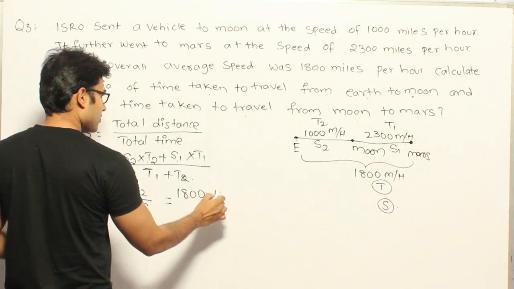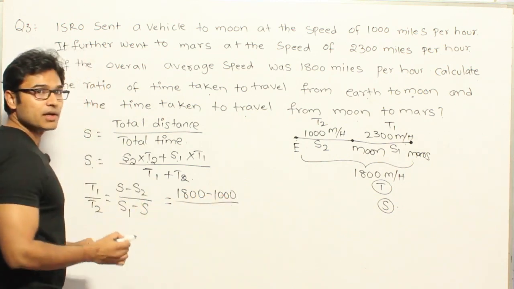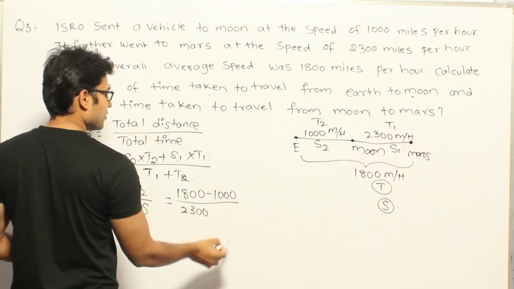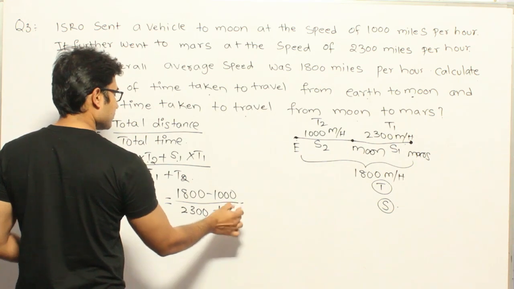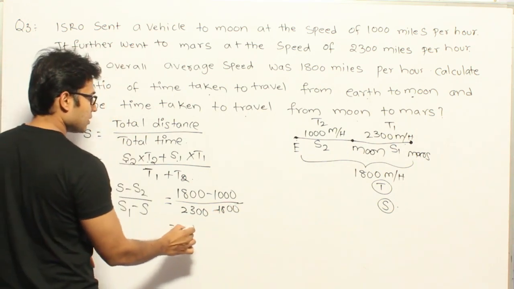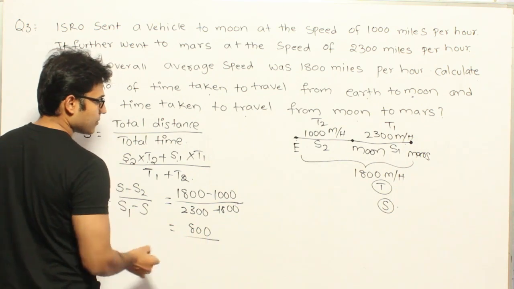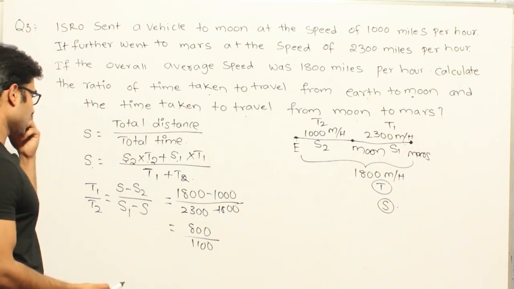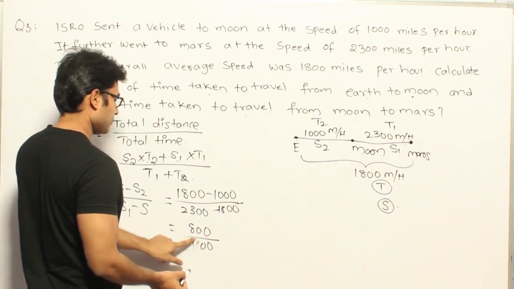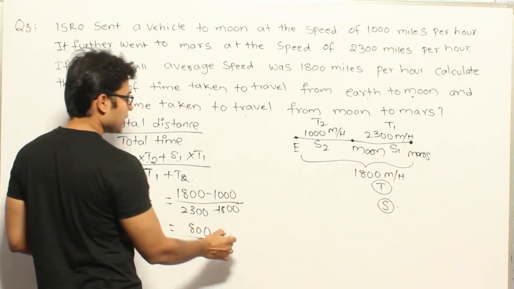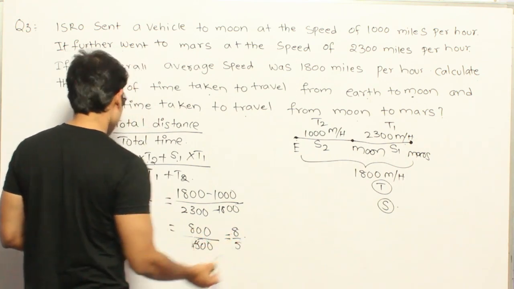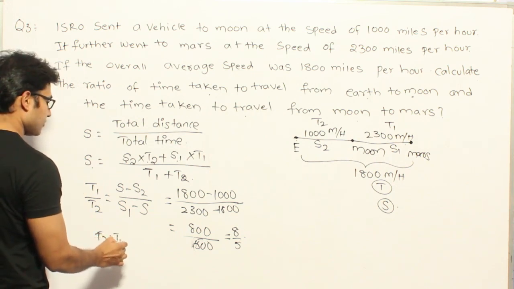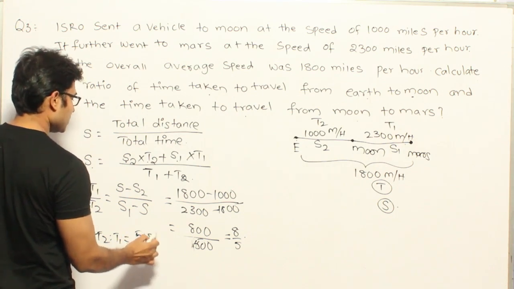Therefore, 1800 minus 1000 divided by S1, so that is 2300 minus 1800. Got it? So it is going to be 800 divided by 500, right? So this is going to be 8:5. So what is it that they asked? They asked T2 is to T1. So T2 is to T1 equal to 5 is to 8. So this is the answer.